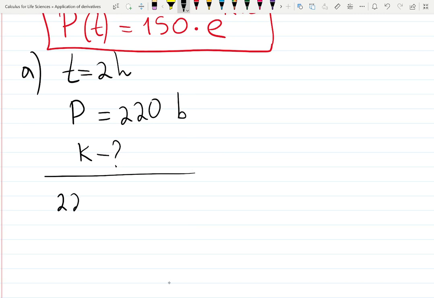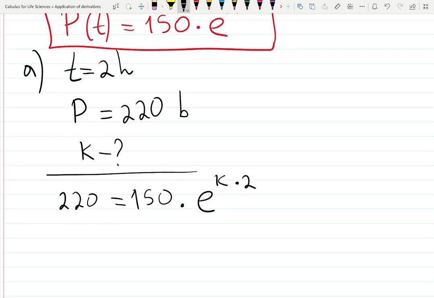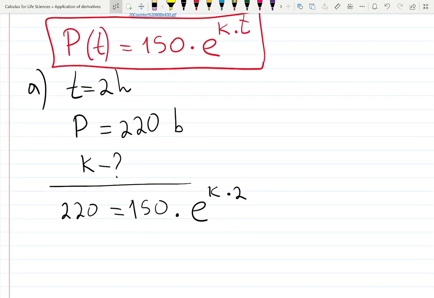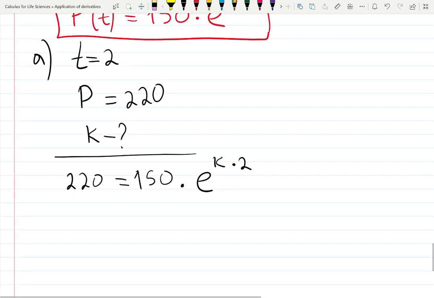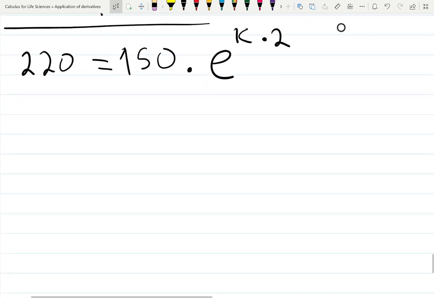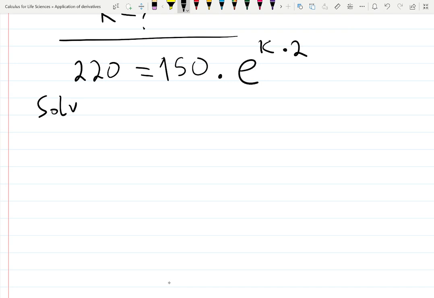P is 220, that's left-hand side, equals 150, that's the same number we used to have, times E, K is unknown, but time is 2. So this is what we got from the red box. Original value, now we have new value, and we have time 2 hours. Because P at 2 gave me 220. I'll go away, this B. And then hours, kind of, yeah. Maybe put it in parentheses, hours, bacterias. We want to solve for K. Solve for rate K, it's rate.